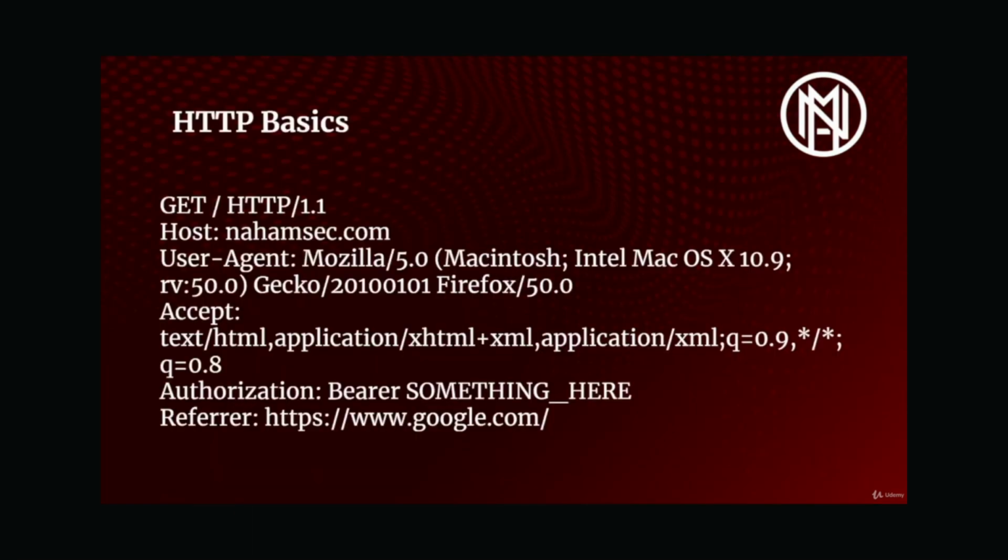So when you visit nahamsec.com, my personal website, your browser is sending a request to the web root, which is a slash. It's saying this is the host, this is the user agent I have. For example, I'm using Firefox, and it's going to say this is what I'm expecting to accept. There's going to be an authorization perhaps, where you authorize yourself because you're already logged in, and it's also going to have a referrer. That means the website that you are already coming from. So if you are on Google looking for my website and you click on it, my web server is going to know where you're coming from.